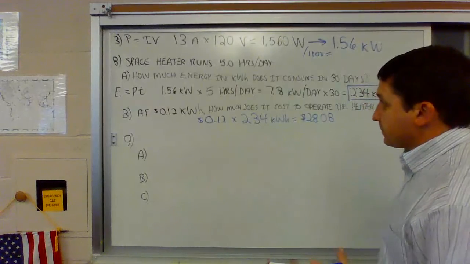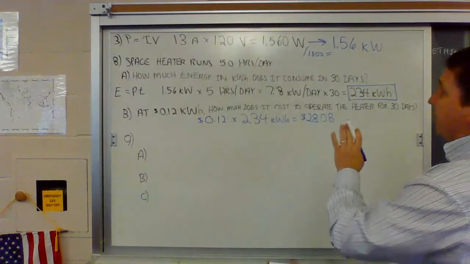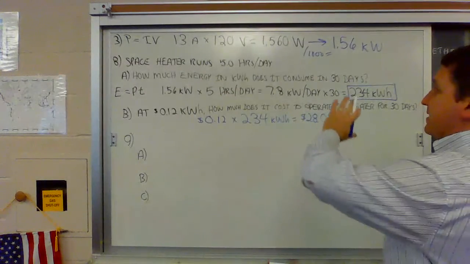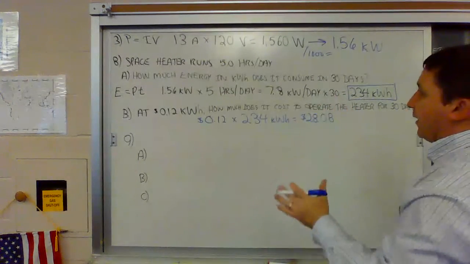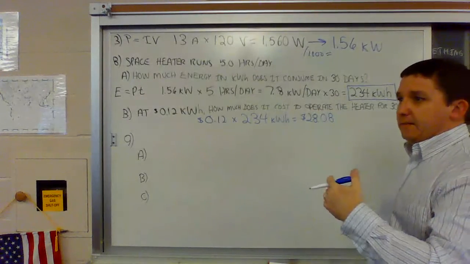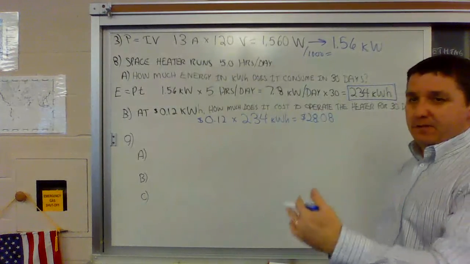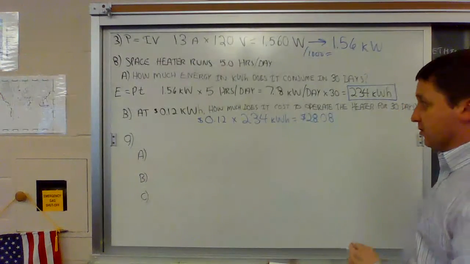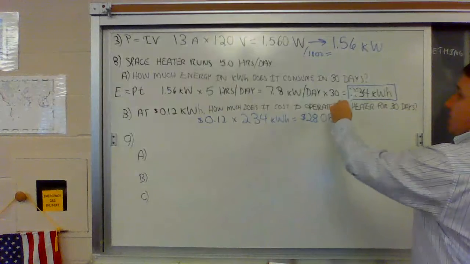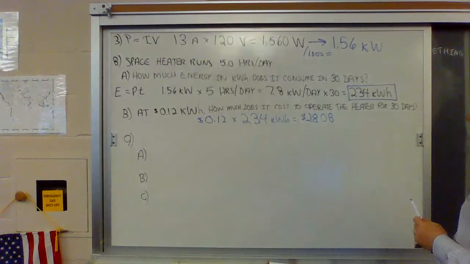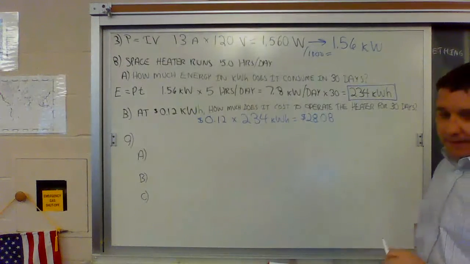So number 8 here is just based on understanding what a kilowatt hour is, which is the basic way for the power companies to measure the amount of electricity that is being used by a consumer. So we got $28.08 there for part B. So that's number 8.